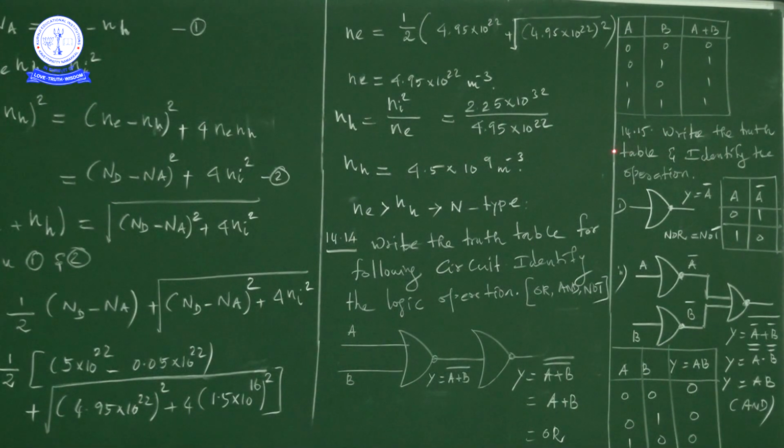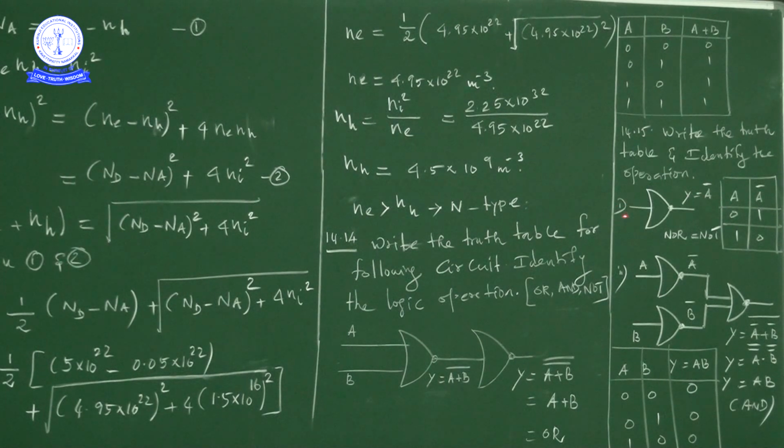So see the next sum, 14.15: write the truth table and identify the operation. See the first diagram. This is the NOR gate. Suppose we give a single input to a NOR gate, then this type of NOR gate is equal to a NOT gate. Why? Because if we give the input A, we get A complement.